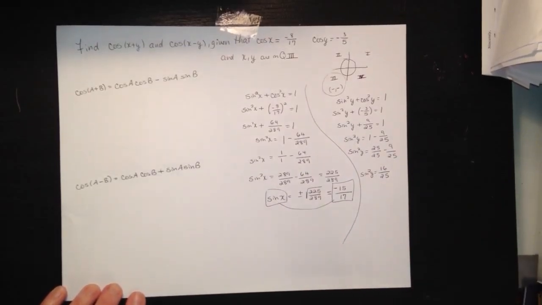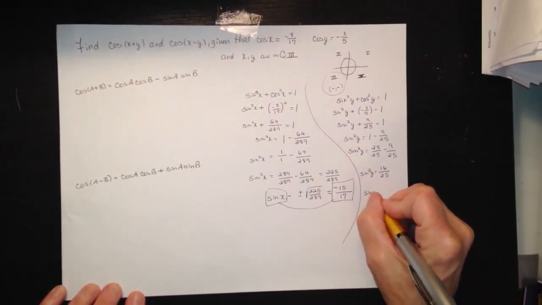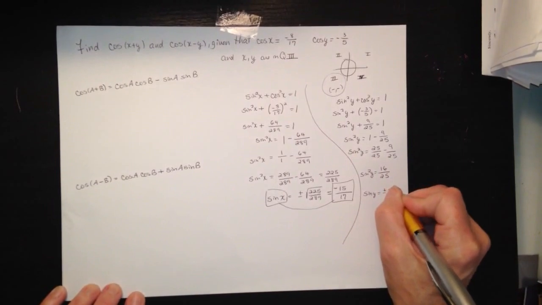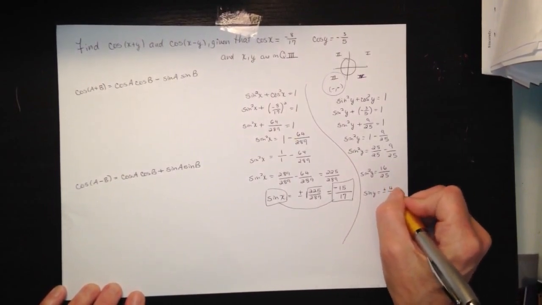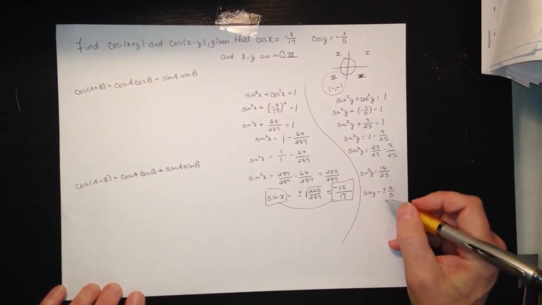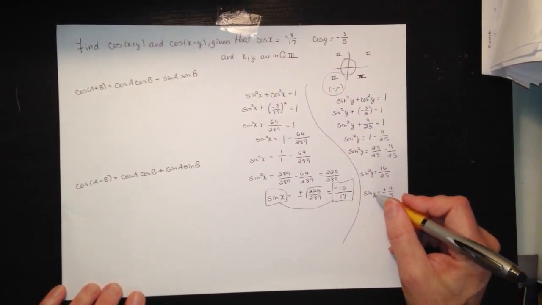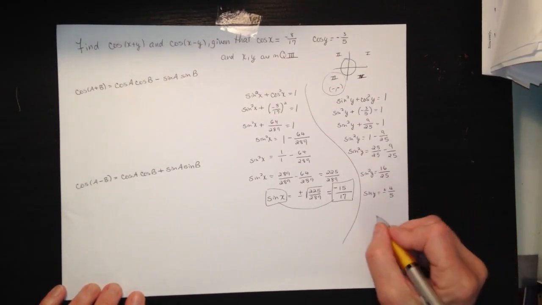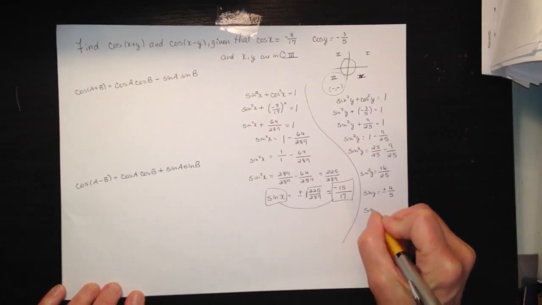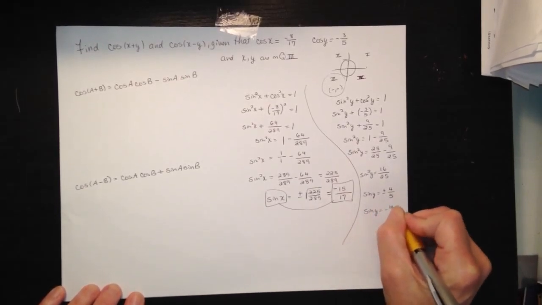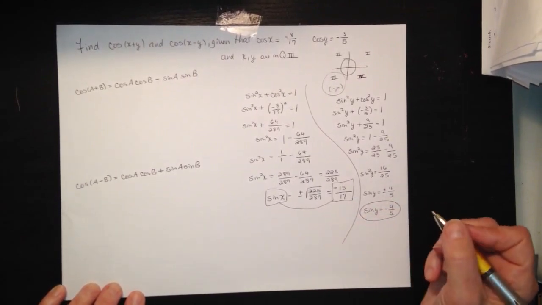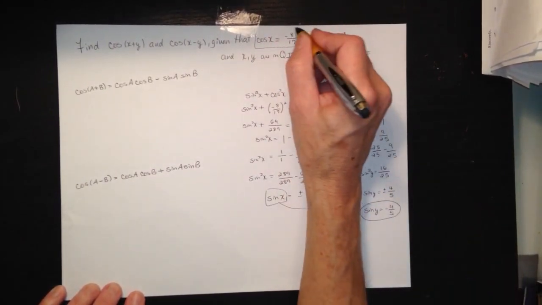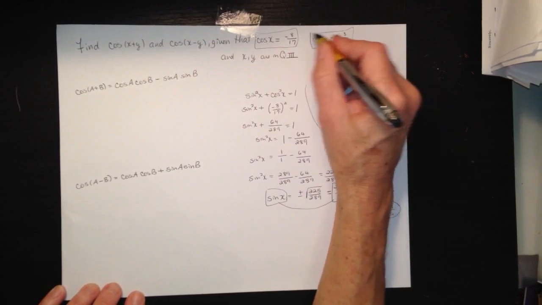Take the square root of both sides and you'll get that sine of y is plus or minus the square root of 16 over 25, which is 4/5. Again, we know that angle y is in quadrant 3, so the sign is negative. So we say that the sine of y is negative 4/5. Okay, now we know what the sine of y is and the sine of x is. We were given the cosine of x and the cosine of y.